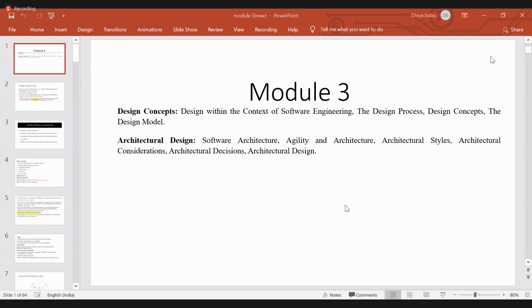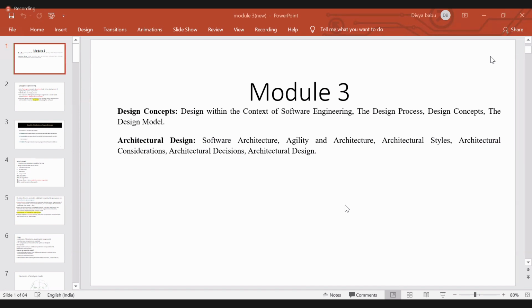This is the syllabus, design concepts and architectural design. Design concepts, design within the context of software engineering. Designing, actually, we already discussed about models. Models is part of designing. UML diagrams all come under this analysis to design. Actually, we are discussing the conversion from analysis to design model.